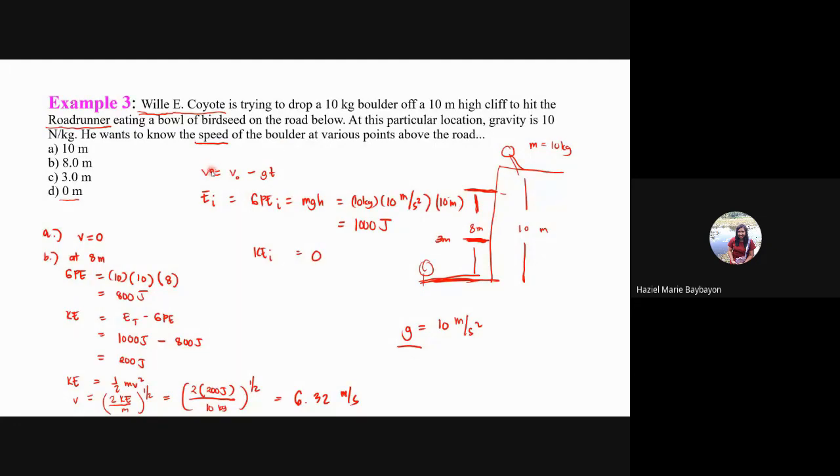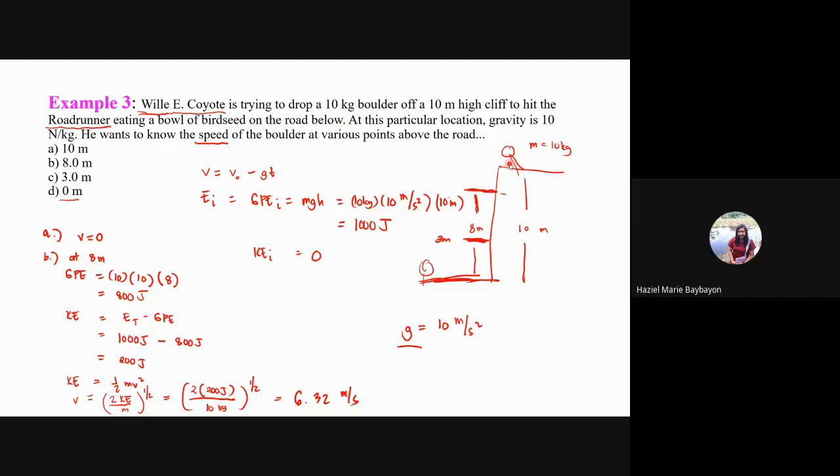So aside from, we have tried using the dynamics equations as well as the kinematics equations to solve for the velocity. Aside from that, we can also use the conservation of energy principle. This is a free fall problem, but we can also solve it using conservation of energy. So what are given? We are given the mass of the boulder. We are also given the height, so we can get the initial gravitational potential energy.